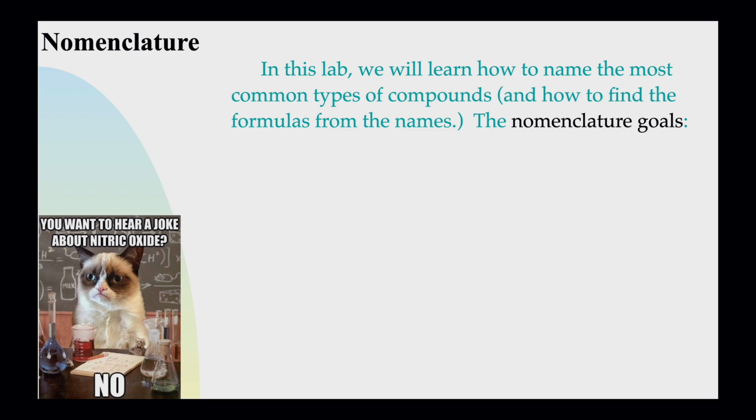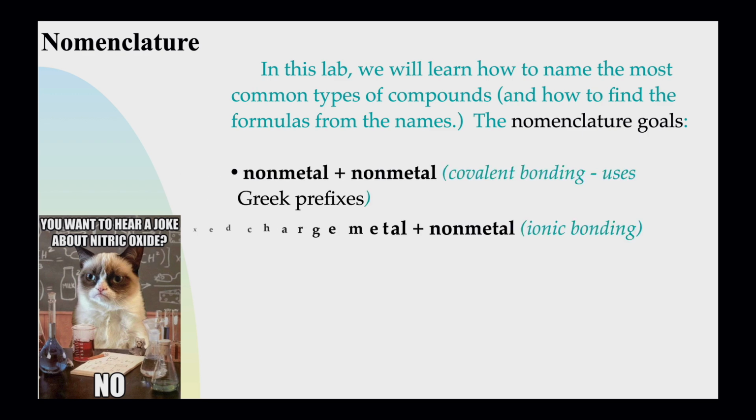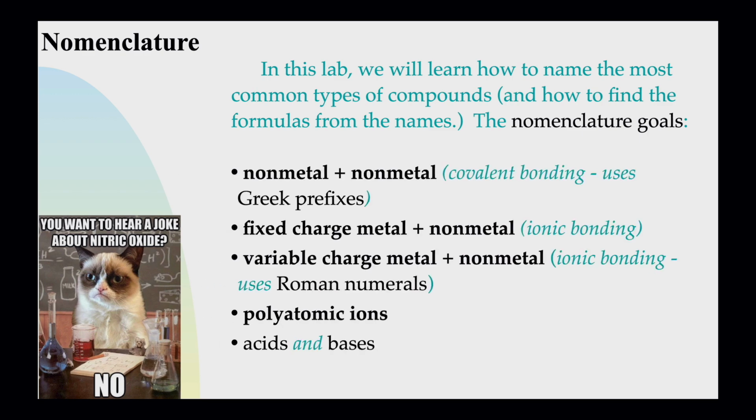But anyway, in this lab and in this little intro, I want to introduce the three most common kinds of nomenclature. They're called nonmetal, which is when nonmetals come together and use covalent bonding and Greek prefixes, which we'll talk about later. There's also fixed charge metal and nonmetal compounds, which is where you have ionic bonding. Variable charge metal and nonmetals is another ionic form of bonding that's going to use some Roman numerals to help us figure out what's going on.